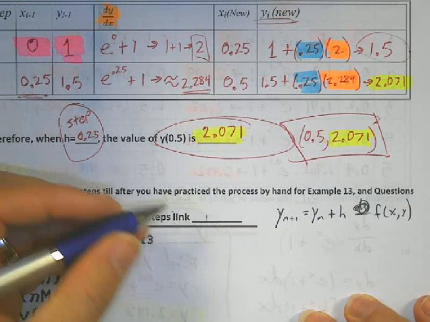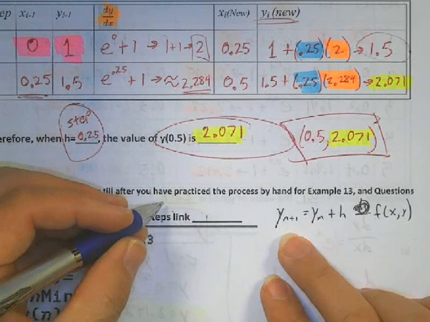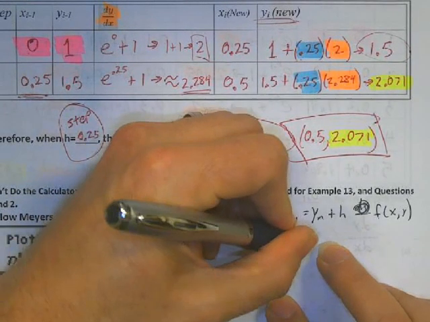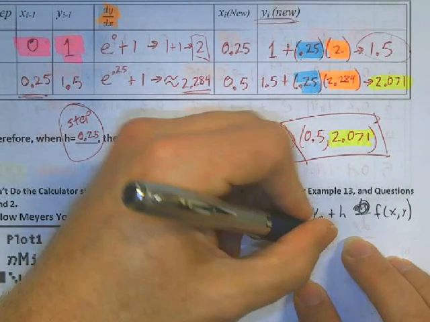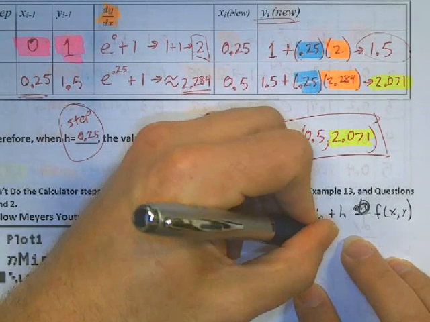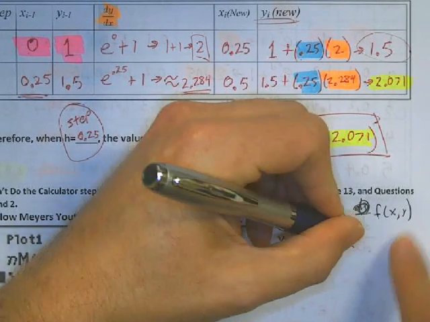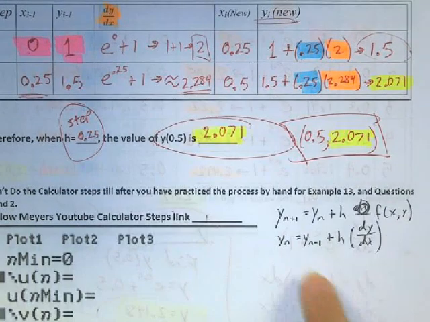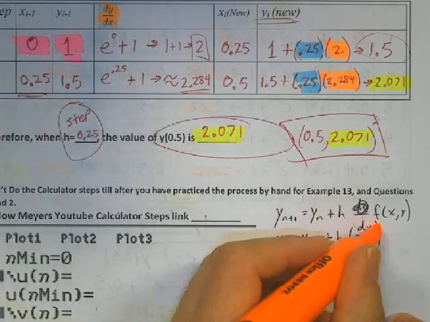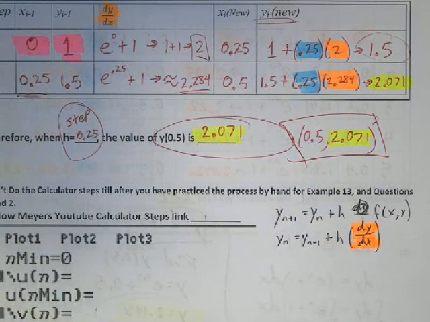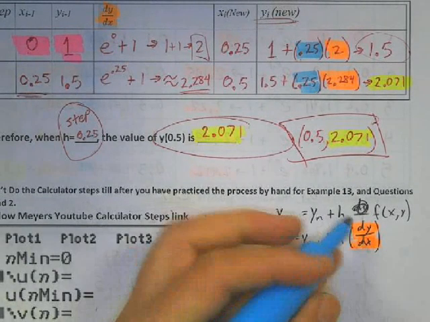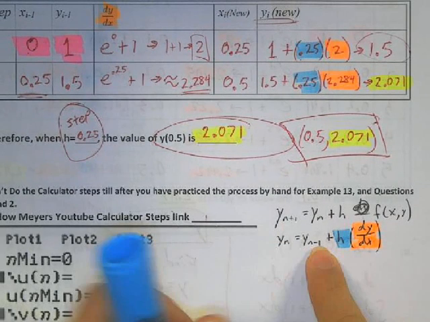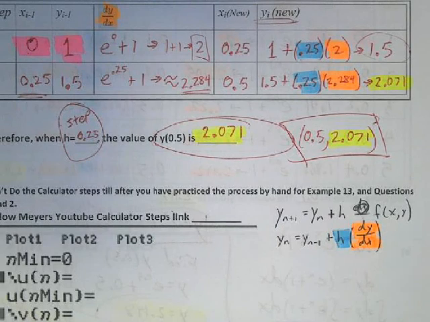Now, on the calculator, it wants this to be y sub n, so I'm going to rewrite this as y sub n minus 1, and then plus h, and I'm changing this to dy dx. If you write it like this to begin with, that's fine. On the IB test, they give you points for at least trying, even if you get it totally wrong. If you write out the formula from the formula packet, they'll give you a point. So we want to get as many points as possible.